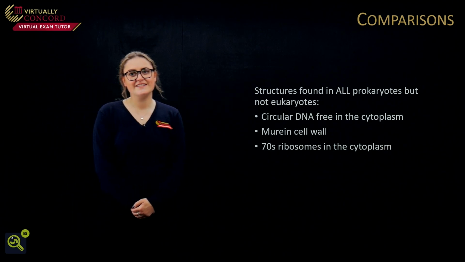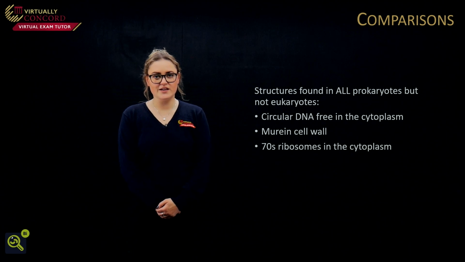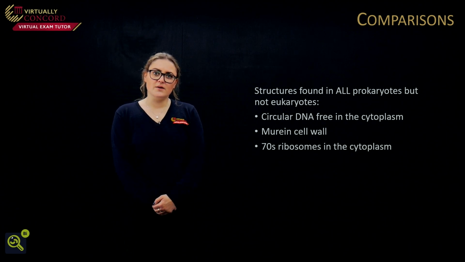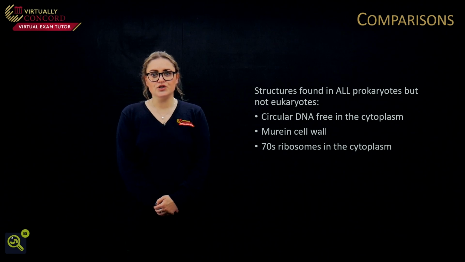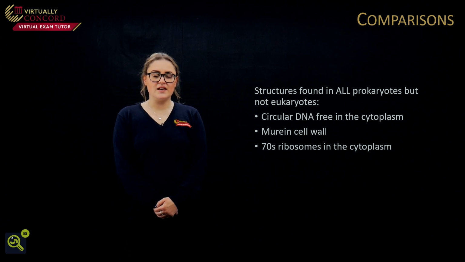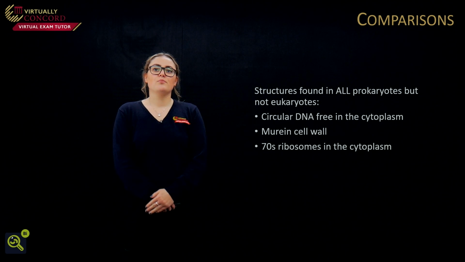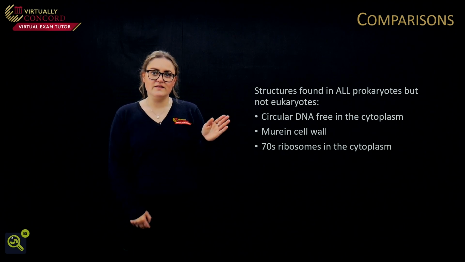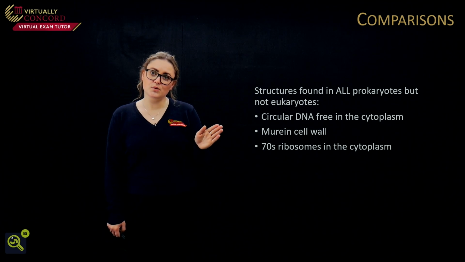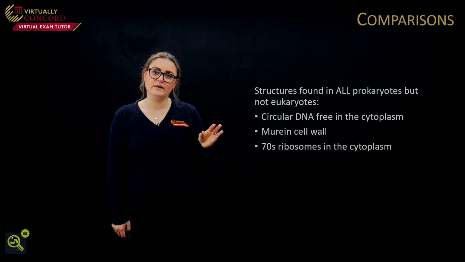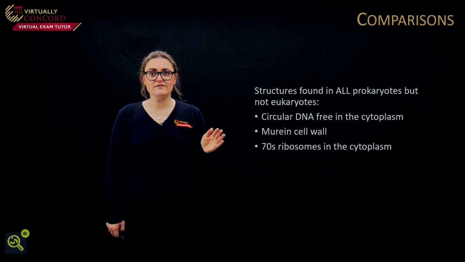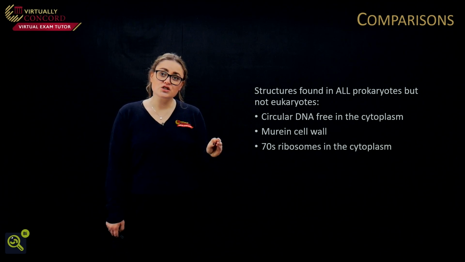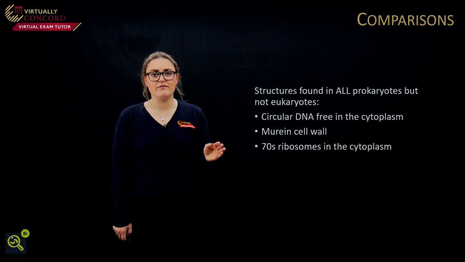Sometimes in exam questions, they like you to do comparisons. So let's have a look at a typical kind of comparison. They would ask you about prokaryotes, but not eukaryotes. So some things that are found only in prokaryotes, but not eukaryotes, would be circular DNA free in the cytoplasm, murein cell wall, important that you don't talk about just a cell wall because obviously we have cellulose and chitin found in plants and fungi, and 70S ribosomes, again not just ribosomes because obviously eukaryotes have them as well.